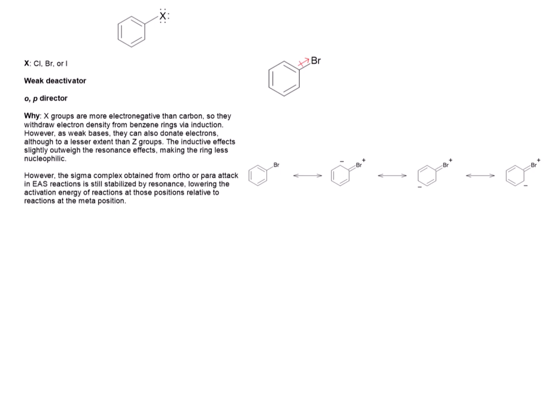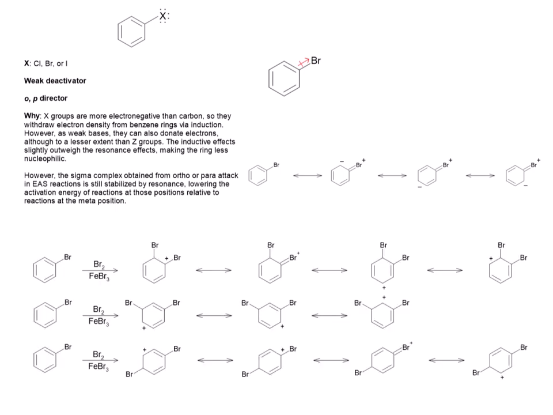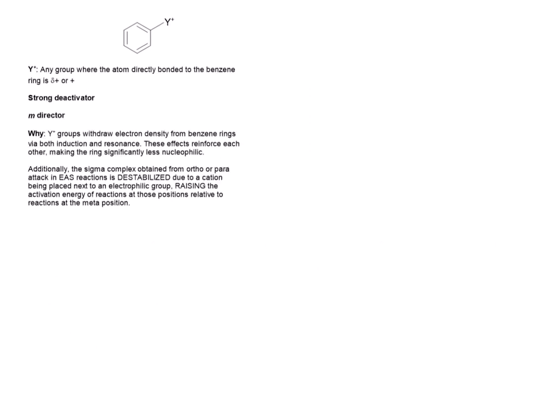Despite X groups being weak deactivators, they're still ortho-para directors. This can easily be explained by once again looking at the sigma complex obtained from ortho and para attack versus the meta attack. Just like with the Z groups, we get an additional resonance structure when we attack from the ortho position or the para position that we do not get when we attack from the meta position. Therefore, we still lower the activation energy required for an ortho attack or a para attack relative to the meta attack. The final substituent is the Y plus group.